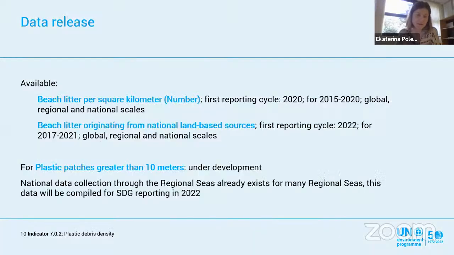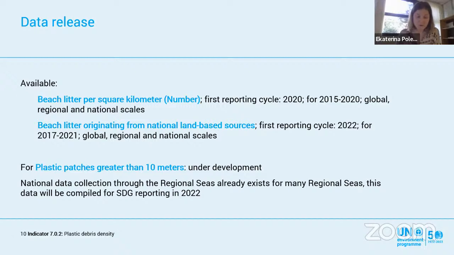Next slide, please. Currently, the data is available for beach litter per square kilometer based on citizen science data and beach litter originating from national land-based sources based on modeling data. Data on beach litter per square kilometer is already published and available for 2015-2020 in global, regional, and national scales. Data on beach litter originating from national land-based sources is available for 2017-2021 in global, regional, and national scales and will be published in 2022.